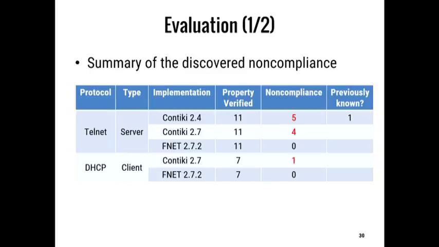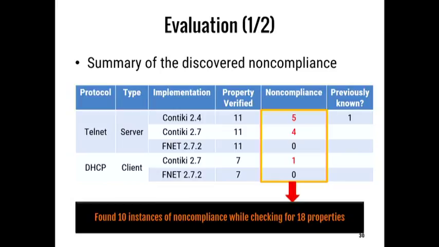So for evaluation, we applied Chiron on five different implementations of two protocols. And we found 10 instances of non-compliance while checking against 18 properties, 11 for Telnet and 7 for DHCP.